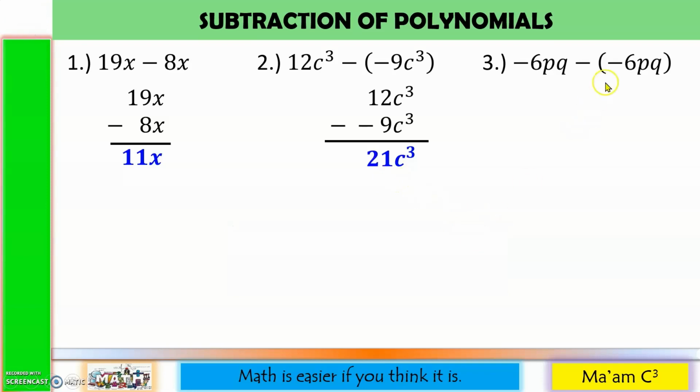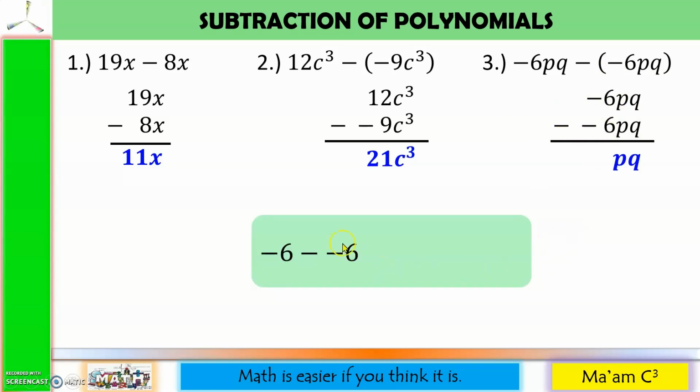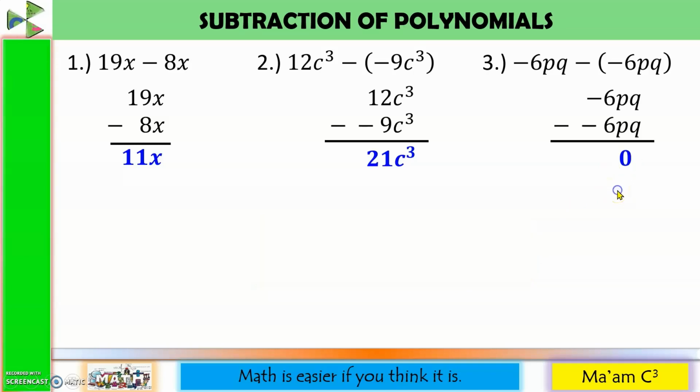Number 3, let us rewrite this. Same literal coefficients, let us copy pq. Let us perform the operation. Negative 6 minus negative 6. So again, this will become plus. So negative 6 plus 6, and that is 0. If the answer is 0, we simply write 0, no more literal coefficient.